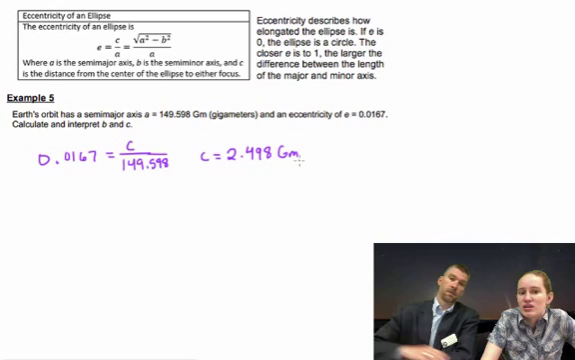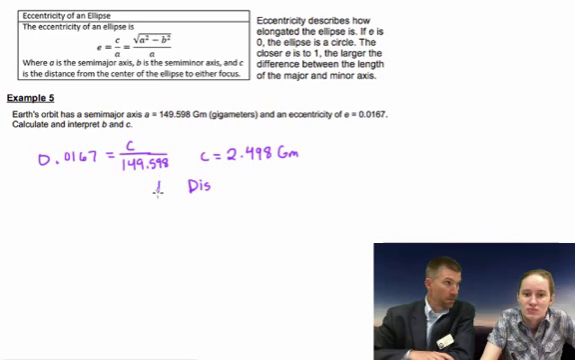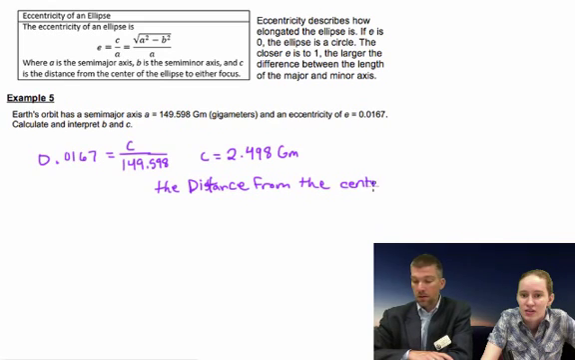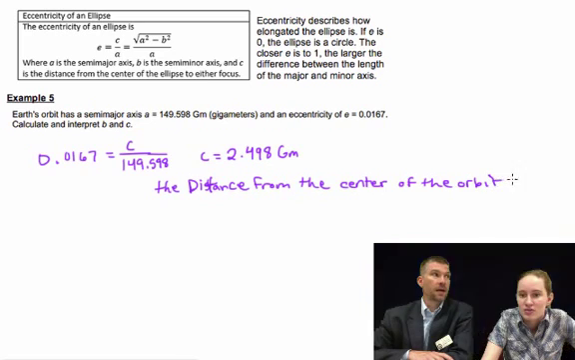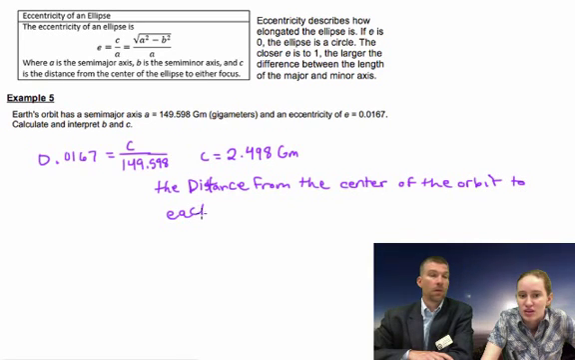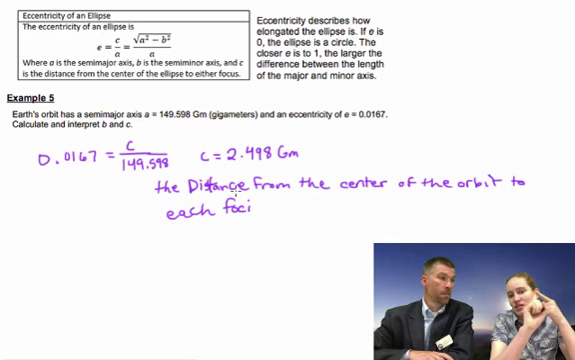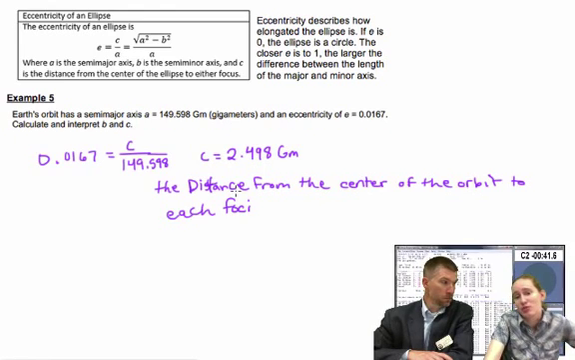Now let's interpret what C is. What is C normally? C is the distance from the center to the focal point. The center of the orbit, to each focus. So we just said that it's pretty circular, so that means the foci are really close to the center, but it's still 2.498 gigameters.